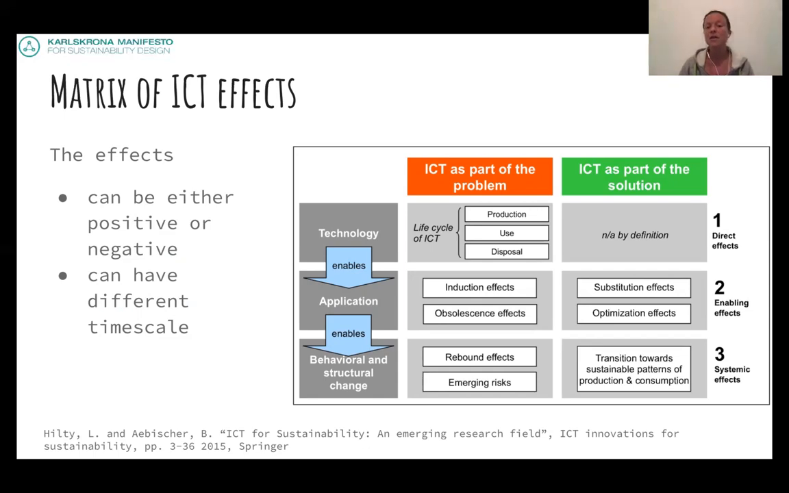And then on the third level, the behavioral and structural change level, we see in the part of the problem rebound effects. That is, for example, the fact that we end up using more energy rather than less, despite technology becoming more efficient, because we kind of have that excuse in our head of, oh, now that's more efficient, I can use it more. And there are certain emerging risks associated with it. For example, we don't really know what's going to happen when we run out of rare earths. And then as part of the solution, we see a transition towards sustainable patterns of production and consumption. So there can be positive systemic effects as we shift to more sustainable technology.